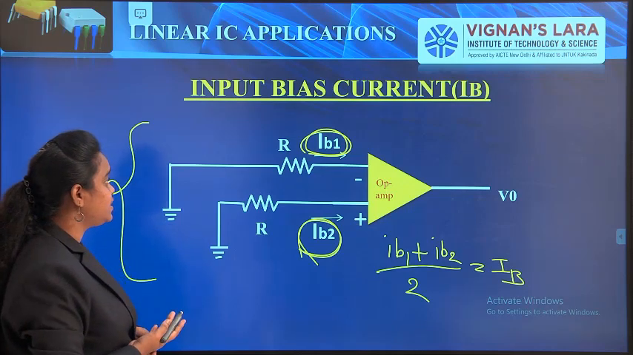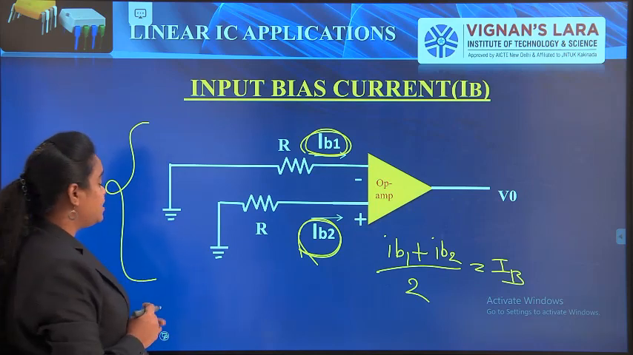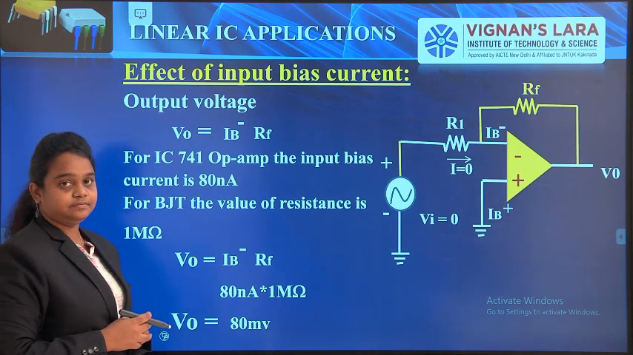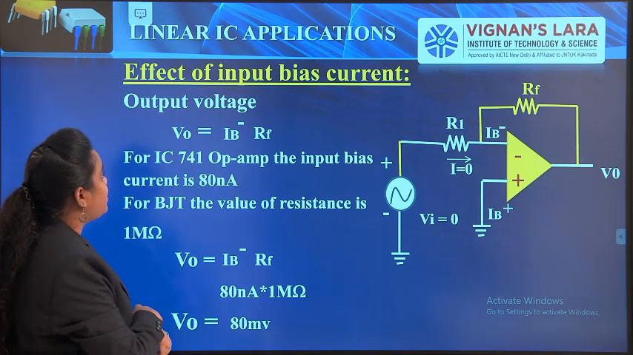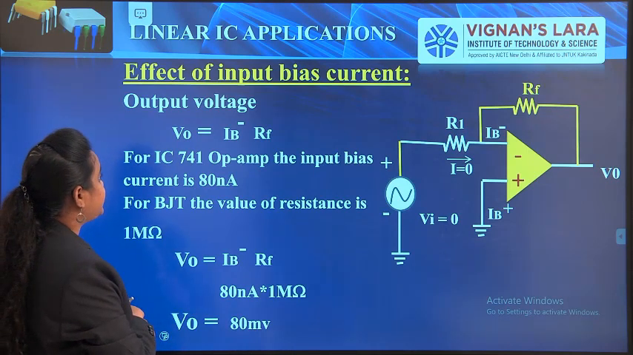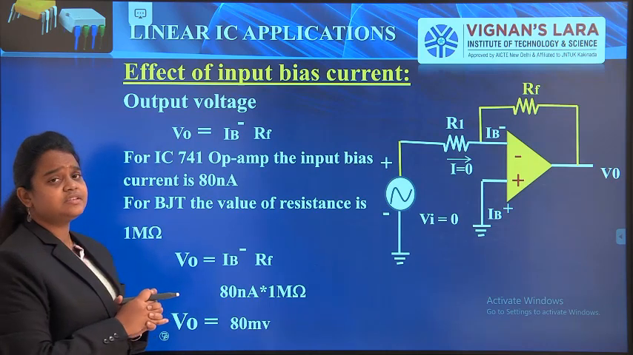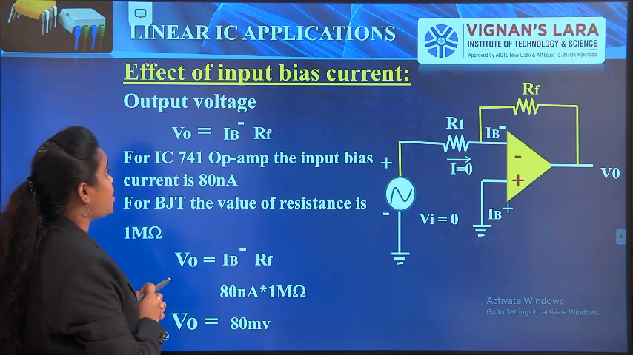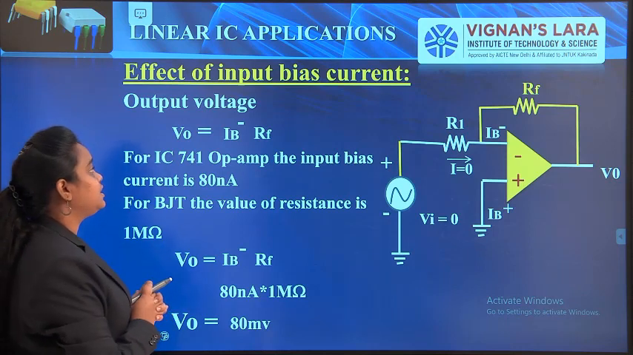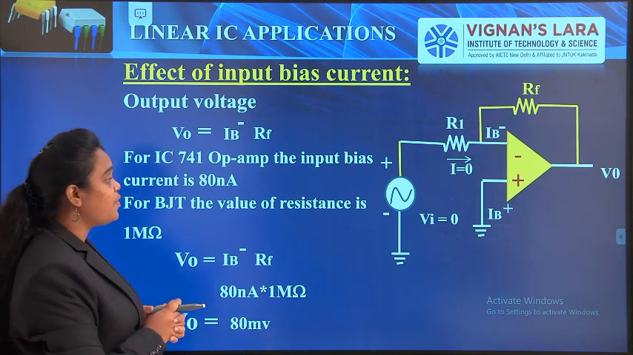Now we have to see the effect of the input bias current in the circuit of the op-amp. We are going to see in the next session the effect of input bias current, that is, the effect of input bias current in the circuit. What is the purpose of having input bias current in the circuit? What are the disadvantages of having input bias current in the circuit? I am going to tell you about the effects of having the input bias current in the circuit. Now I am going to tell you.